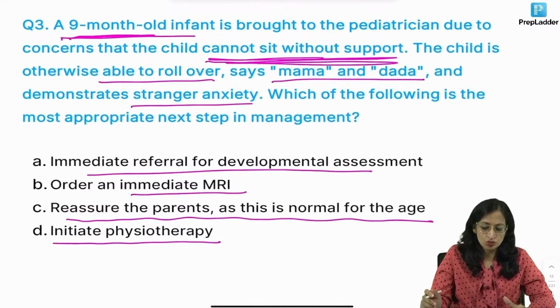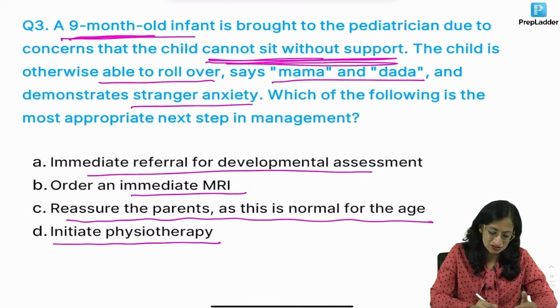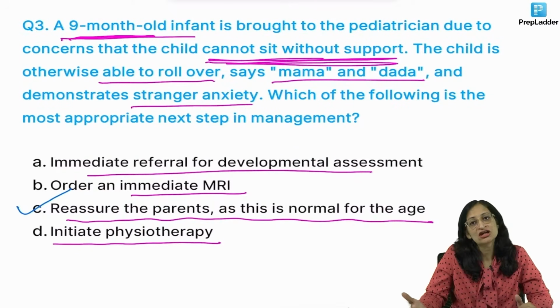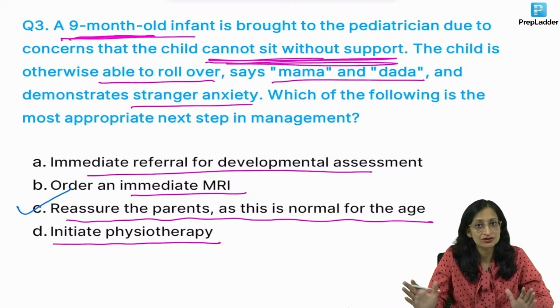So, in this case, what we will do is we will reassure the parents that it is normal for age and you need to keep a watch on the baby. And if the child is not able to do that even after 10 months, then probably we should initiate a formal developmental assessment and further evaluation.